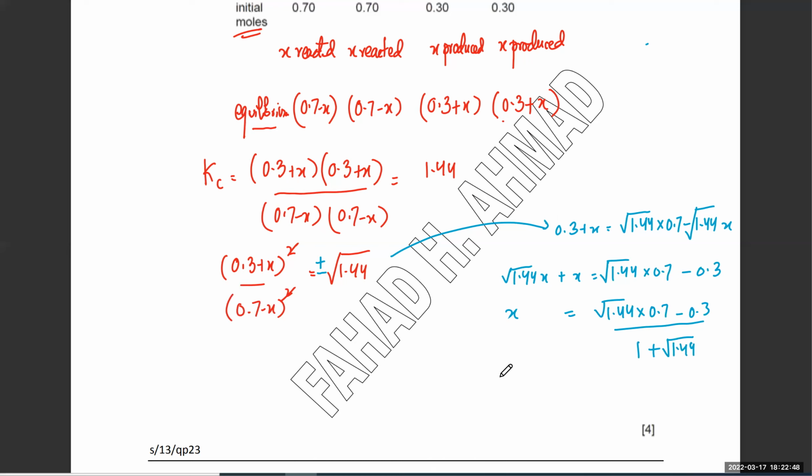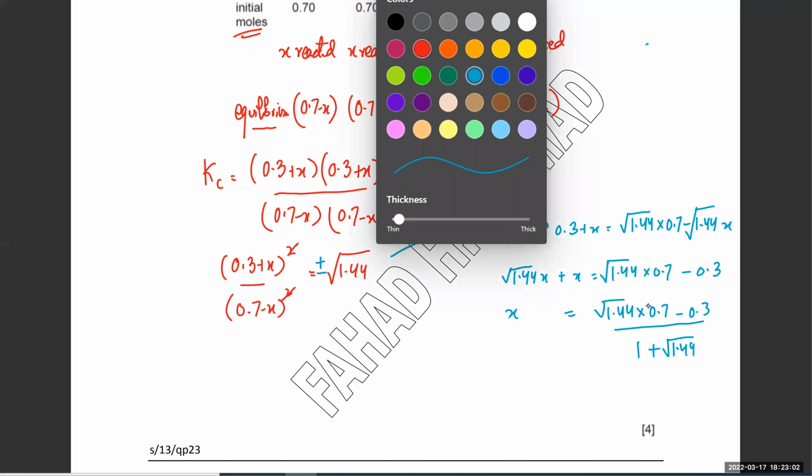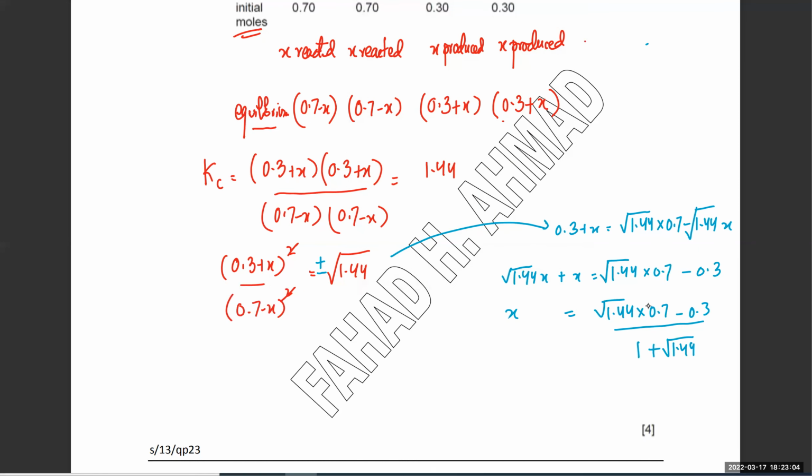And then, remember, there's a very high chance of making a silly mistake here. There's a very high chance of making a silly mistake on your calculator. Make sure you use brackets on your calculator. Whenever you do complicated calculations which have a lot of multiplication, make sure you put in as many brackets as needed. Tell the calculator clearly what you're trying to do.